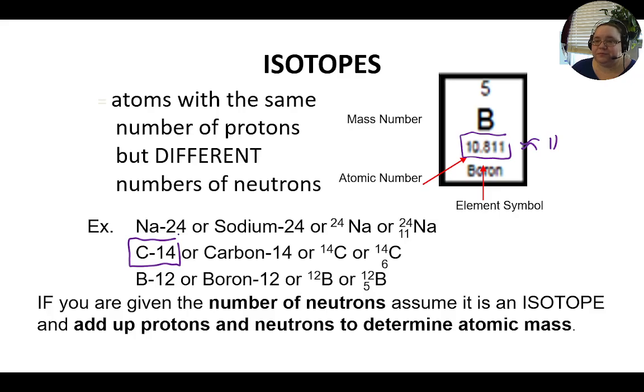Now, it is important to note that if I ever give you the number of neutrons in a problem, just assume it's an isotope. Assume it's an isotope until you add the protons and the neutrons together and see if that matches what's on the periodic table. If it does match, it's not an isotope, but if it doesn't match, then it is an isotope. So you're better off just erring on the side of caution if I give you neutrons.